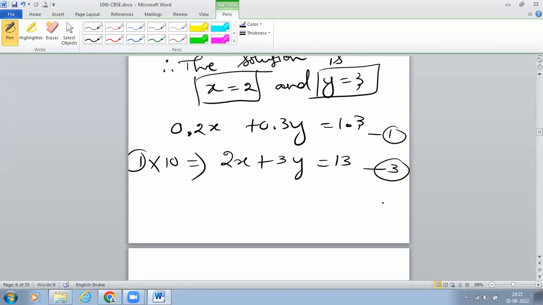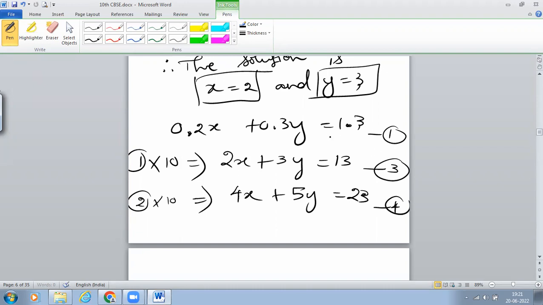Likewise, equation number 2 also we have to multiply by 10. What is equation number 2? Equation number 2 is 0.4x plus 0.5y. 10 into 0.4 is 4, so 4x plus 10 into 0.5 is 5, so plus 5y. This is equal to 2.3 into 10 is 23. So this can be taken as equation number 4. Now we can solve equation number 3 and 4 to find the value of x. That is also possible. This is also okay. In this method also you can do.